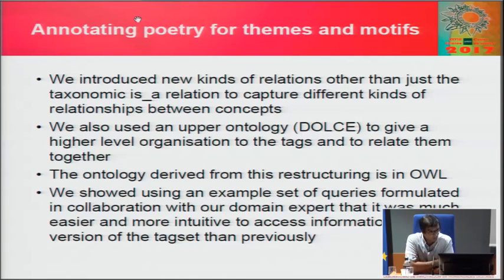So what we did is we went through the taxonomy and tried to introduce new kinds of relations, other than just a generic taxonomic is-a relation, to capture different kinds of relationships between concepts. We also used an upper ontology, in this case Dolce, to give a higher level organization to the tags and to relate them together so that there weren't these 6 separate taxonomies, with no relationships between the nodes within each of them.